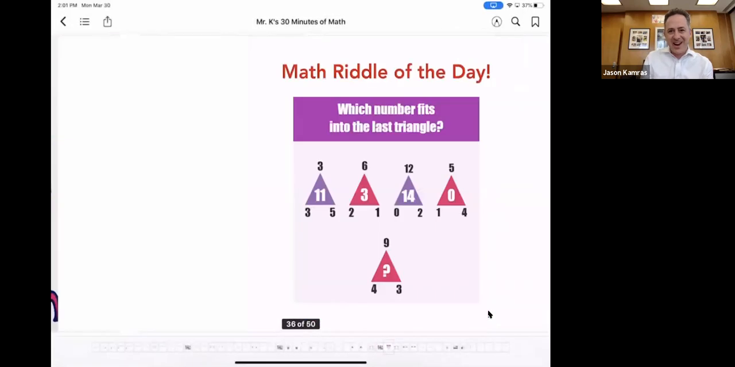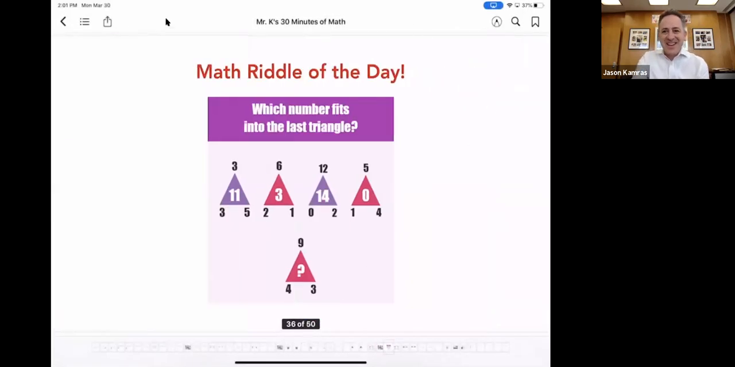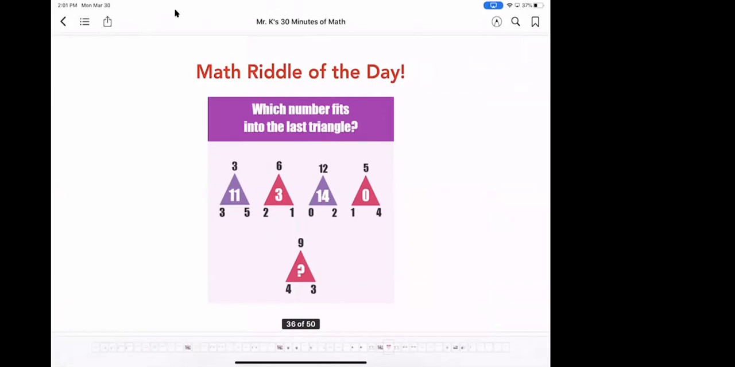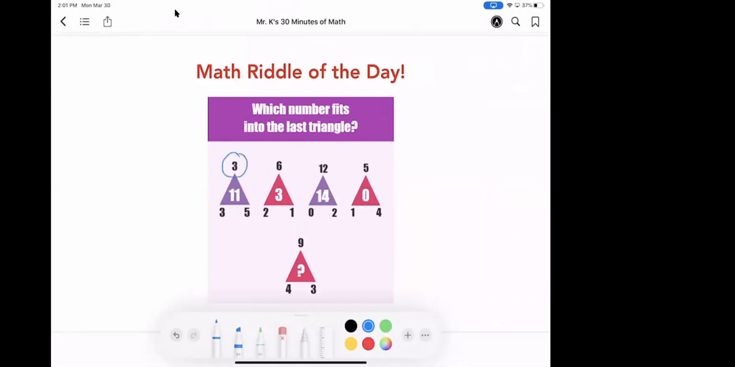All right, let's get started. Let me bring up our riddle from last week. All right, here it was, and I'm going to turn off the video so I can just focus on the riddle. Okay, we had these triangles with numbers on the corners, or in math we call these vertices.